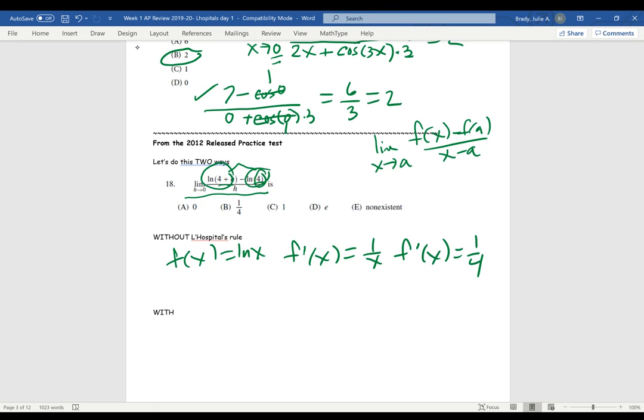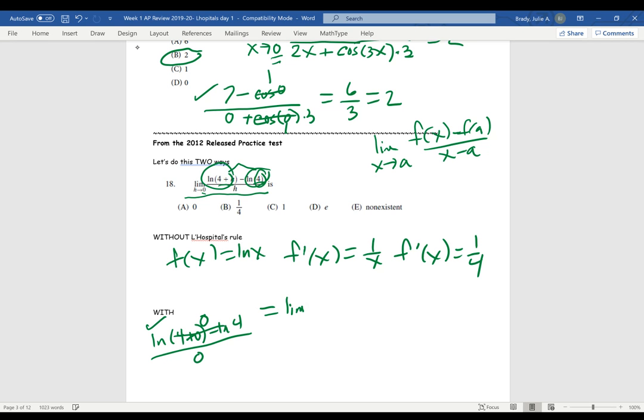So remember, you're going to check. So first you got to look at the input to the limit and put the number in. So the ln of 4 plus 0 minus the ln of 4 over 0. And these are the same number, so that's 0. So like, okay, I can use L'Hopital's rule.